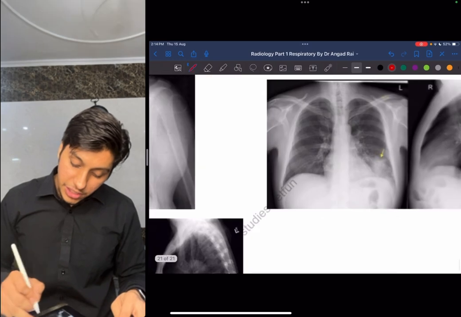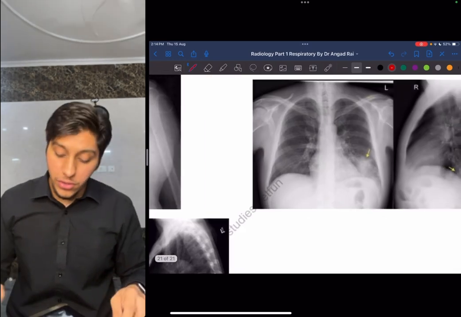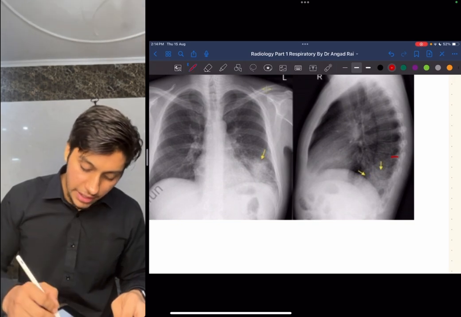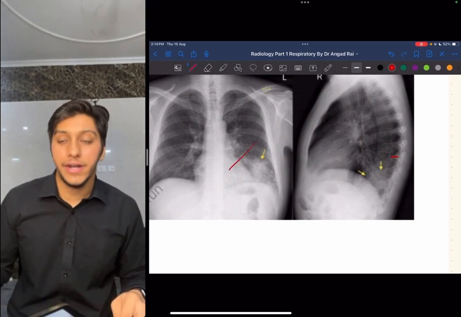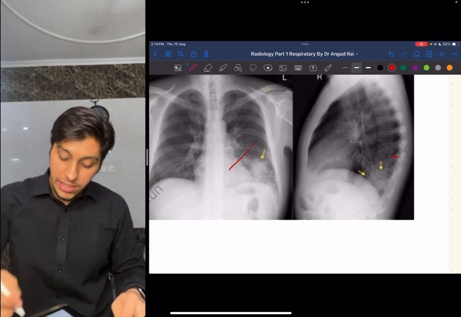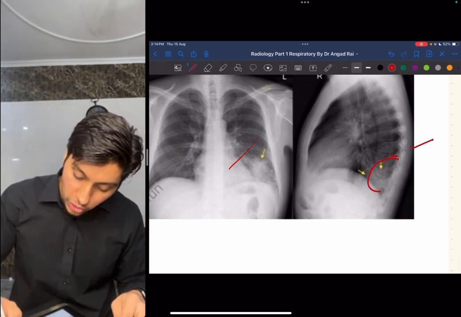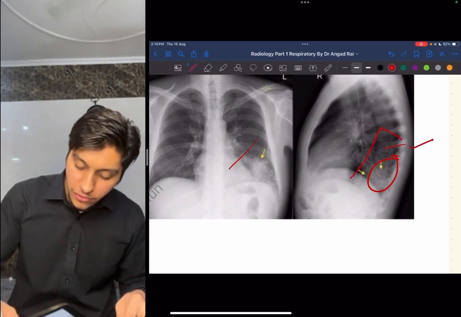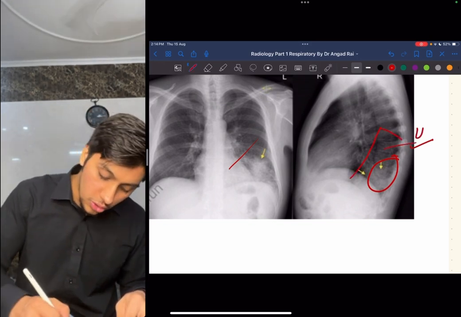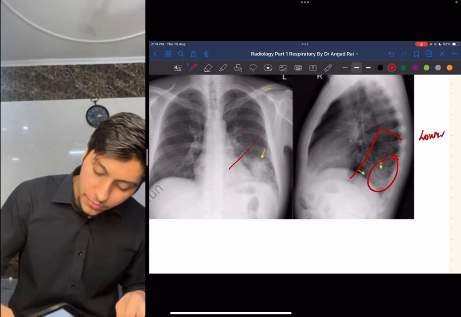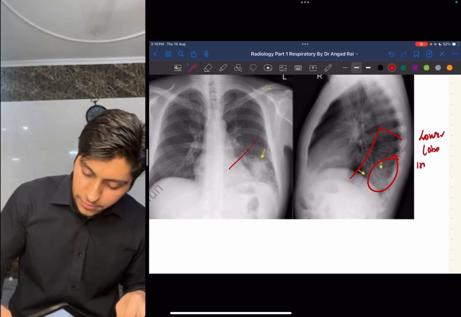Correct. Now, whenever you look at this condition, especially on the left side, we know that there is only one oblique fissure, right? So I know it is going to be a lower lobe. And if they give you this type of image and show this lower portion, again in this lower part of the region, you have to mark this condition as lower lobe involvement.